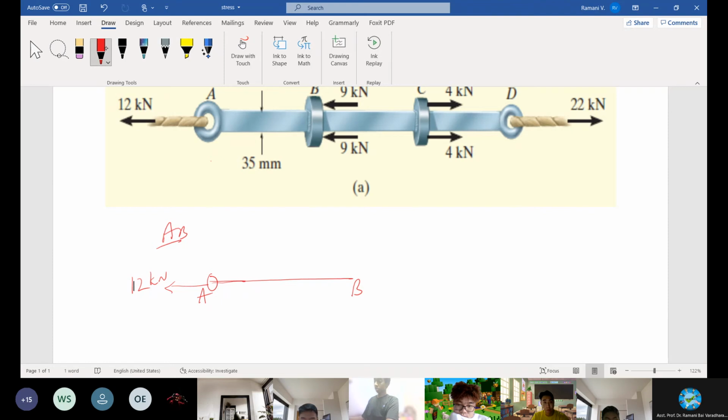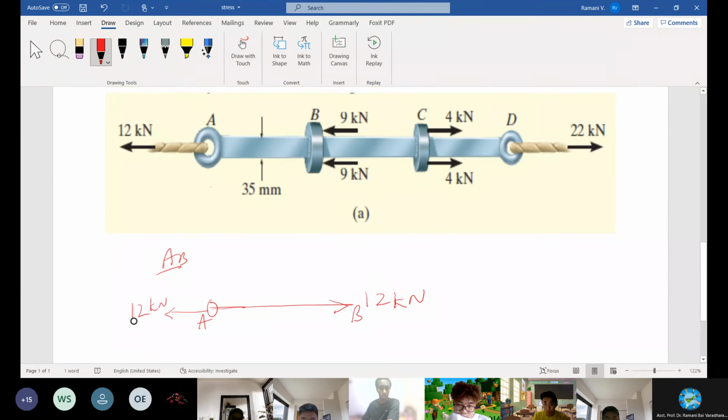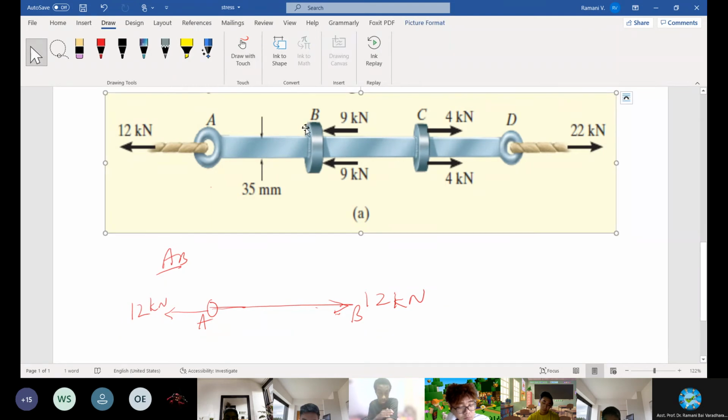When there is a 12 kilonewton load acting on it, automatically there will be an equal and opposite load equal to 12 kilonewton. Agreed with this? I have taken the AB section only. When there is a load of about 12 kilonewton, immediately the member will respond in the opposite direction. From this point onwards, 12, 12, 12, 12, until another load of 9 kilonewton comes in. Just before B, it will be acted upon by 12 kilonewton.